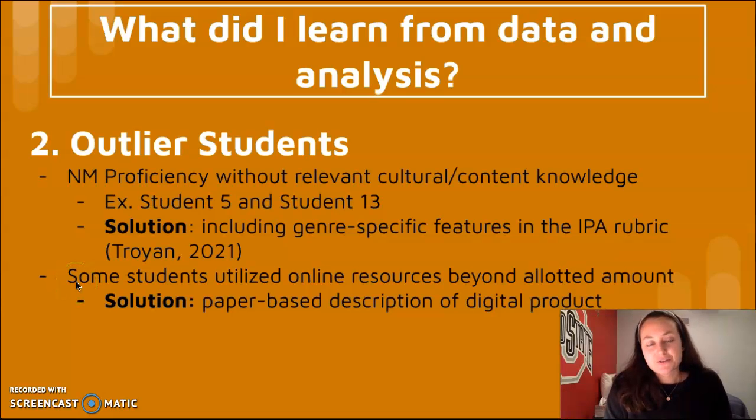And lastly, because of the digital format, some students utilize more online resources than were allowed, but I believe that using a paper-based IPA could remediate this error.